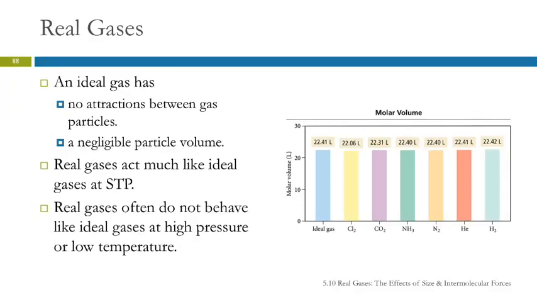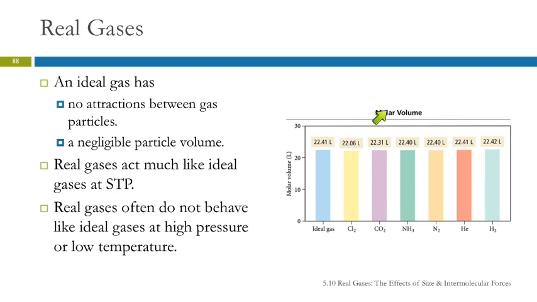Okay, ideal gases versus real gases. An ideal gas has no attraction between the gas particles, and the particles themselves are so small relative to the whole volume that we can just completely ignore them. At STP, real gases act very much like ideal gases.